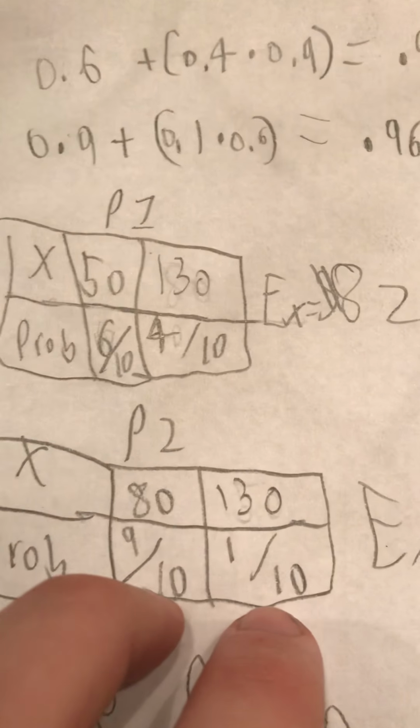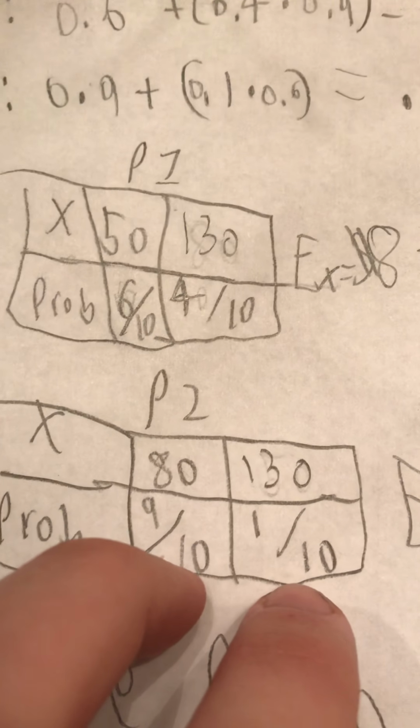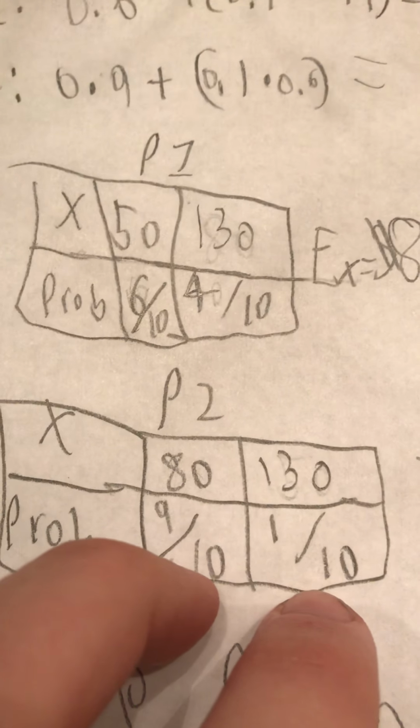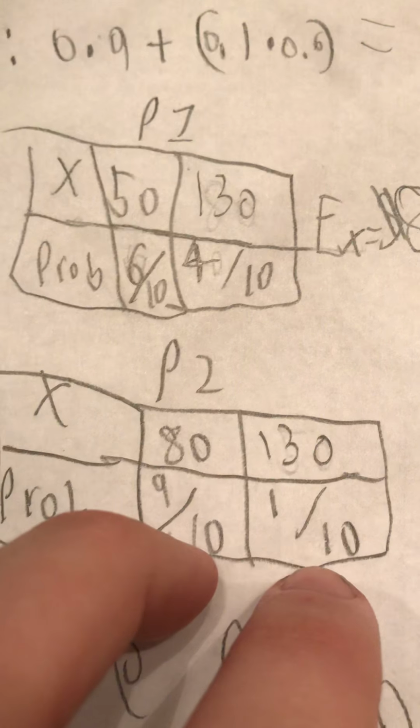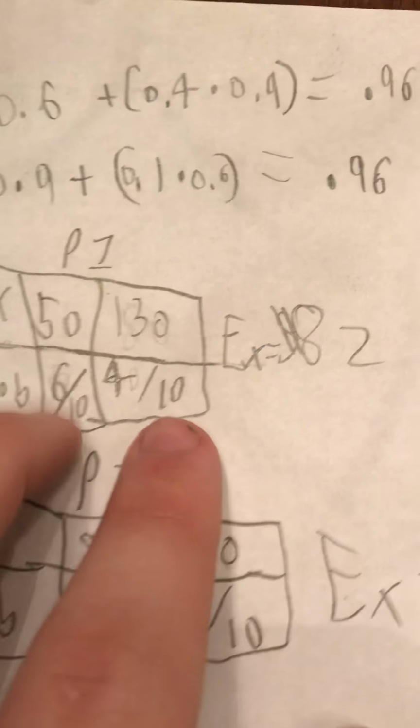Part B for Plan 1 and 2 follows rule 1 of probability. They both add up to 1.